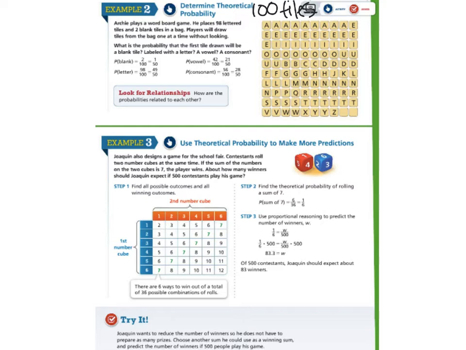Let's take a look at the relationships of these probabilities to each other. If I add together the blank tiles and the letter tiles, I get all 100 tiles. But if I add the vowel tiles and the consonant tiles, I don't. I only get 98 tiles. Why is that?